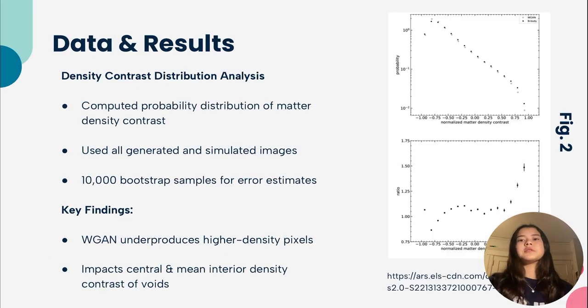So for the data and results, the density contrast distribution analysis computed the probability distribution of matter density contrast, using all generated and simulated images and 10,000 bootstrap samples for error estimates. So the key findings of this data were that the WGAN underproduces higher density pixels, and it impacts central and mean interior density contrast of voids. So this is the graph that came out of this data from the density contrast distribution analysis.